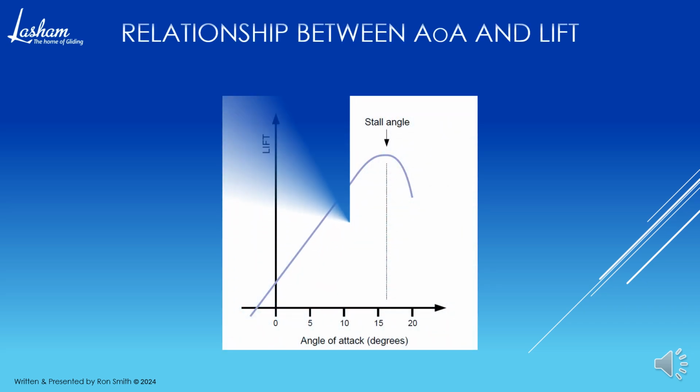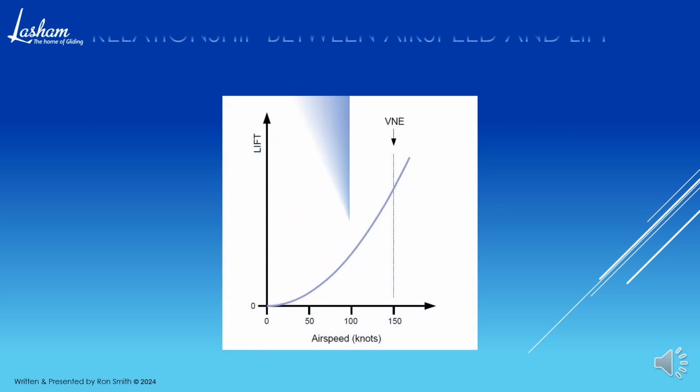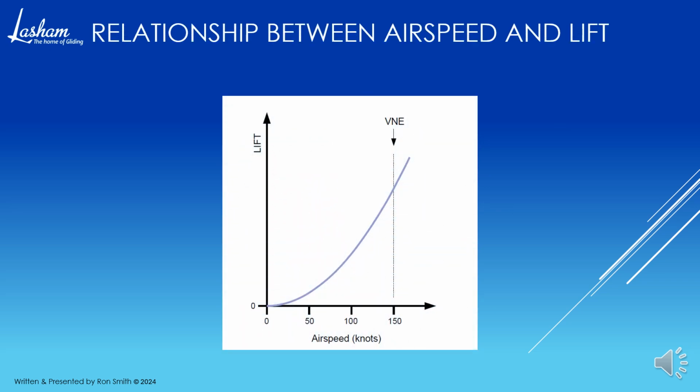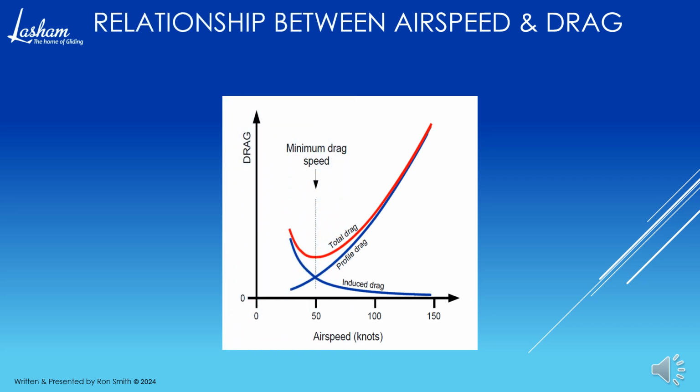Let's remind ourselves of the relationship between angle of attack and lift. Lift increases with increasing angle of attack until approaching the stall, where further increase in angle of attack causes lift to rapidly reduce. The relationship between airspeed and lift is not linear. Lift increases proportionally to the square of the airspeed. The relationship between airspeed and drag is not linear either. Total drag increases with increasing airspeed, hence the curve of demise in performance.